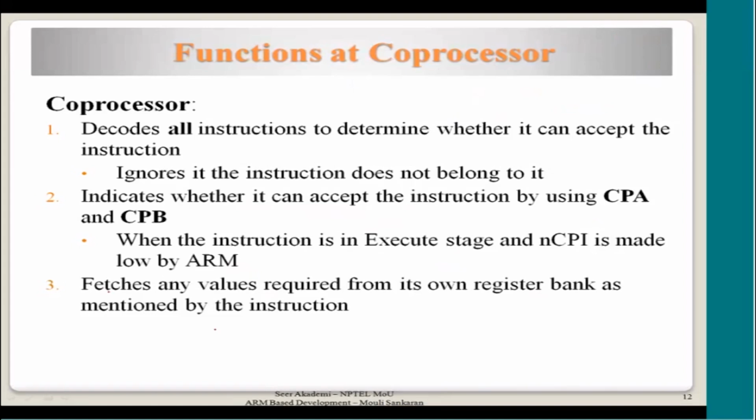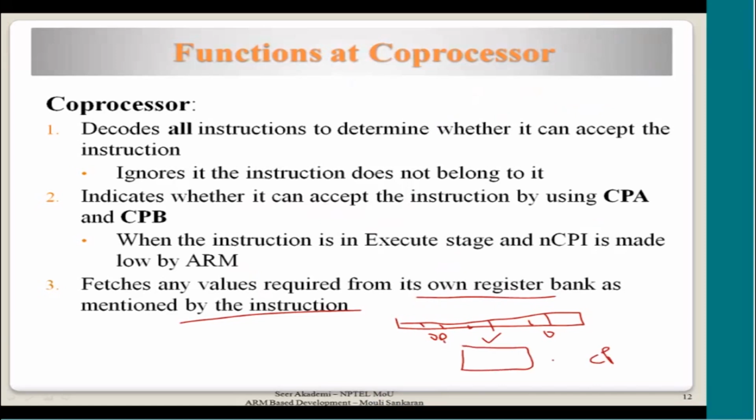The coprocessor fetches any values required from its own register bank as mentioned by the instruction. So once the coprocessor instruction is picked up by the coprocessor, it will look at the opcodes. These opcodes will most probably be for some of the operations to be done by the coprocessor.